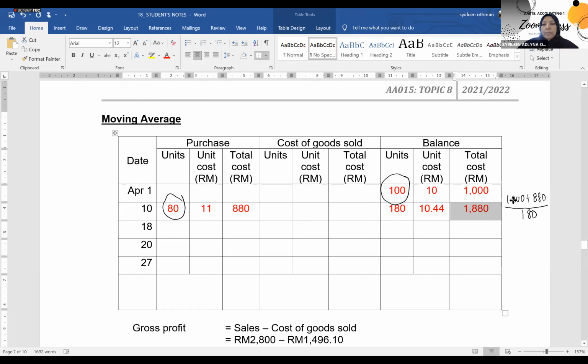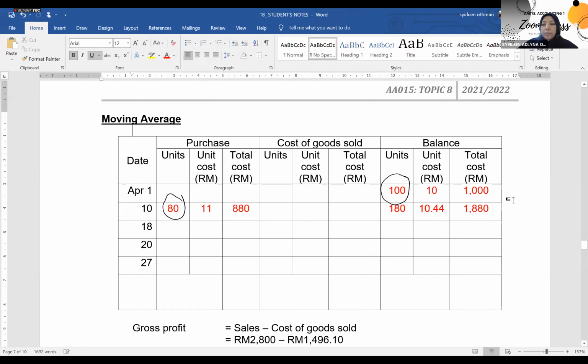Okay. Macam mana dapat 1880 ni? Awak jangan darab ya. Jangan darab. Tolonglah. Kalau you darab 180 darab RM10.44, you akan dapat 1879.20. Kenapa figure dia berbeza?